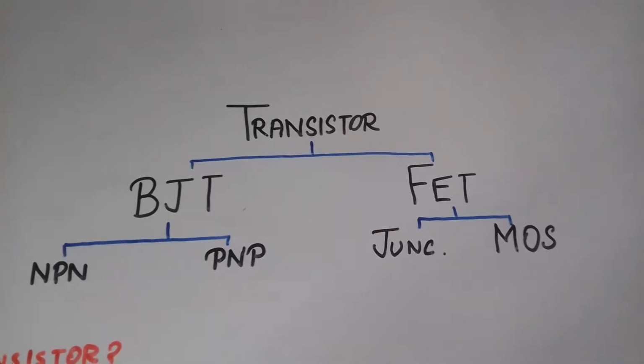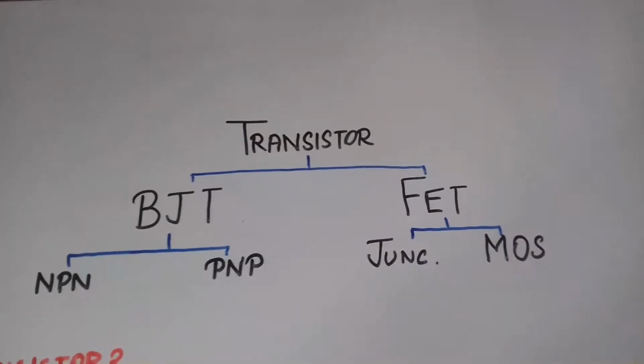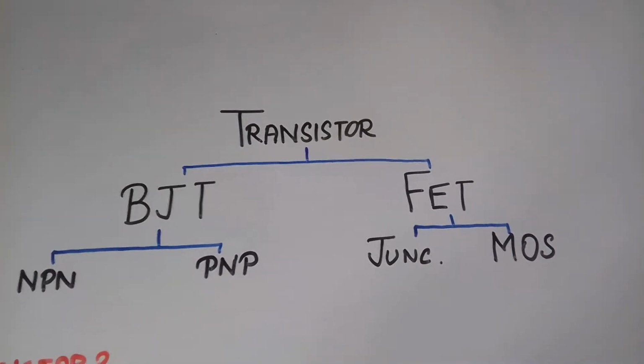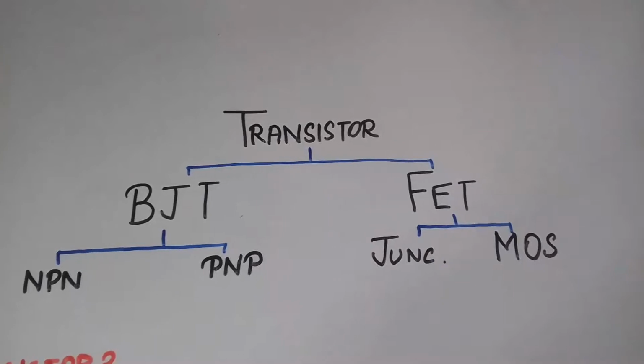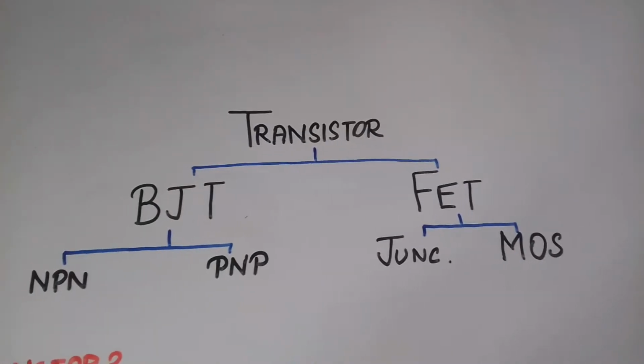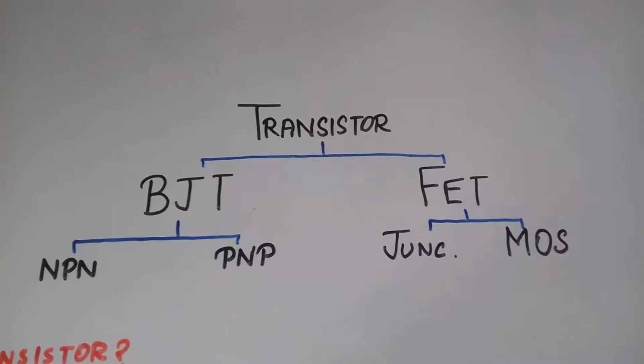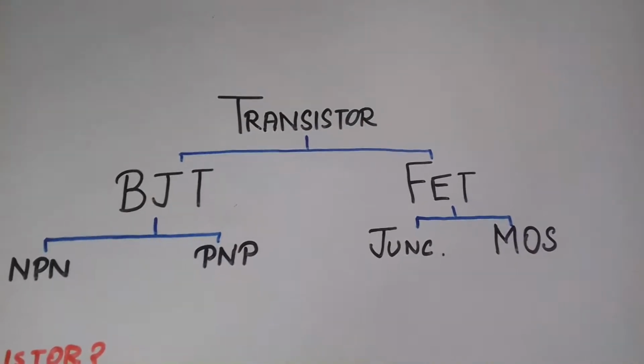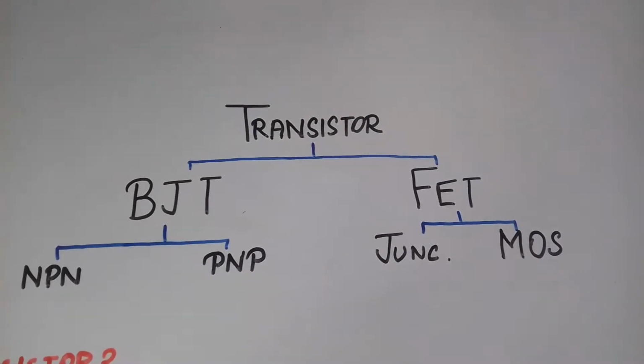Now let us look at the types of the transistor. The transistor can be broadly classified into two types: the BJT, that is the bipolar junction transistor, and the FETs, that is the field effect transistor. Again, the BJT can be classified into NPN and PNP.